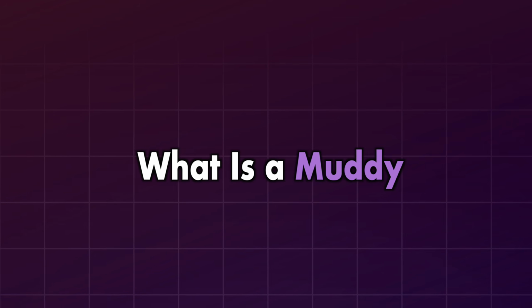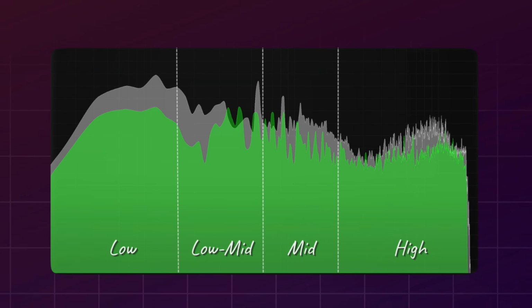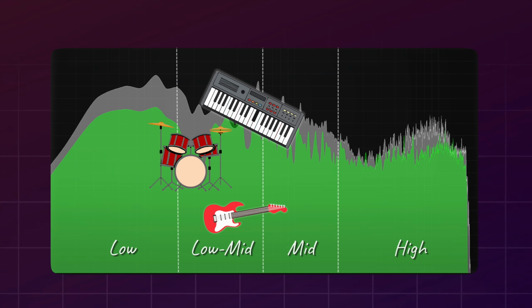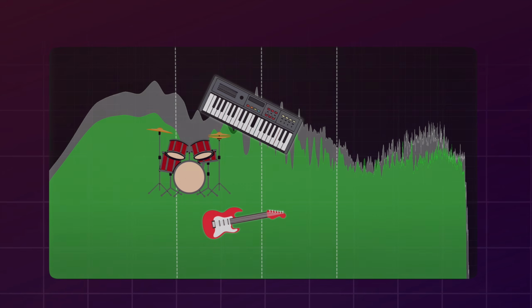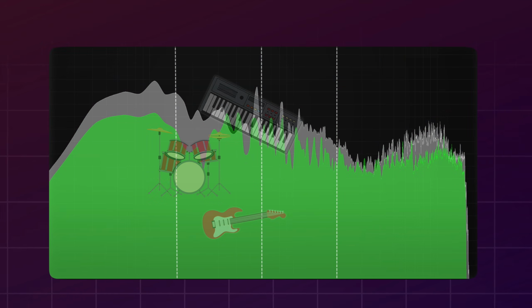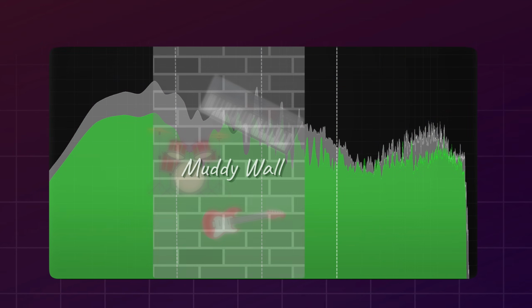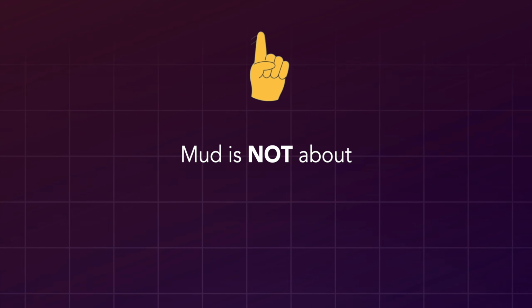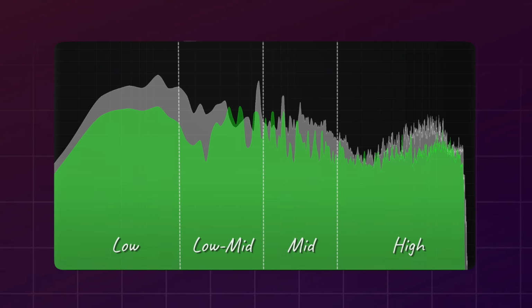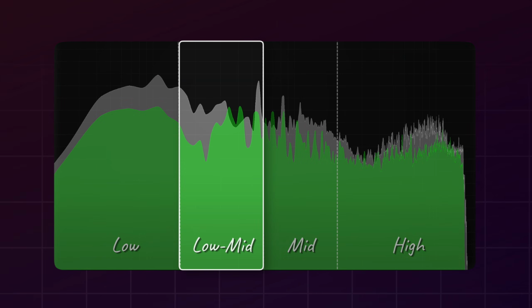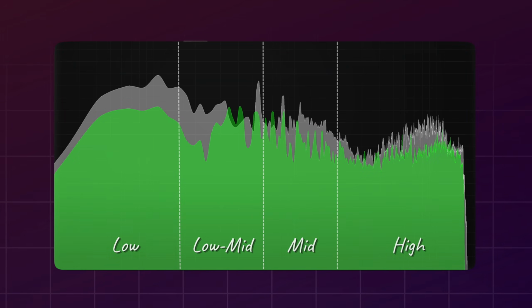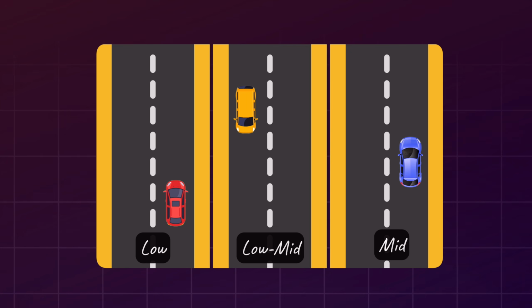So what is a muddy mix? A muddy mix happens when too many sounds pile up in the same frequency zone at the same time. The result is a mix that feels thick, muffled and unclear. Individual elements lose definition and everything blurs into one wall of sound. Mud is not about missing high frequencies, it's about too much build-up in the low mids, and every sound occupies a frequency range. You can think of it like lanes on a highway.